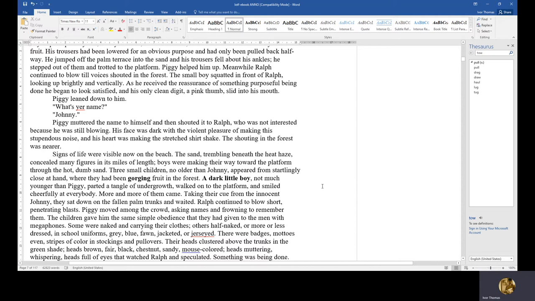Taking their cue from the innocent Johnny, they sat down on the fallen palm trunks and waited. Ralph continued to blow short, penetrating blasts. Piggy moved among the crowd, asking names and frowning to remember them. The children gave him the same simple obedience that they had given to the men with megaphones. Some were naked and carrying their clothes, others half naked or more or less dressed in school uniforms, grey, blue, fawn, jacketed or jerseyed. There were badges, mottos, even stripes of colour in stockings and pullovers.